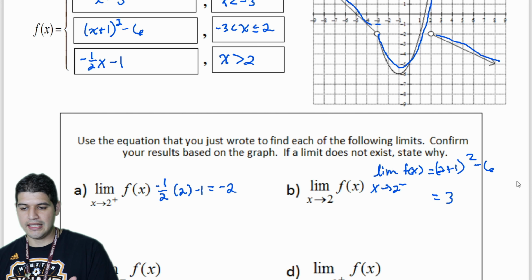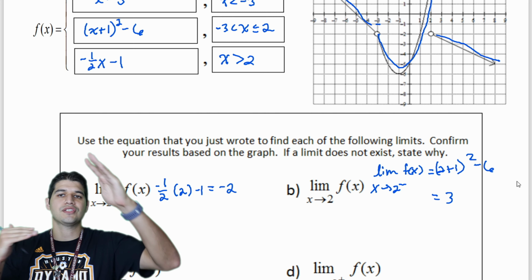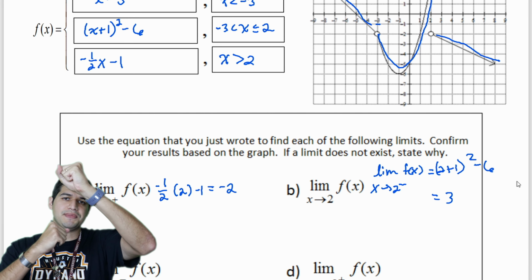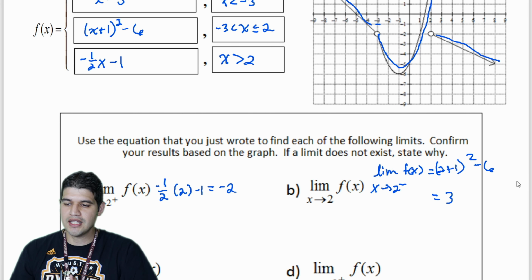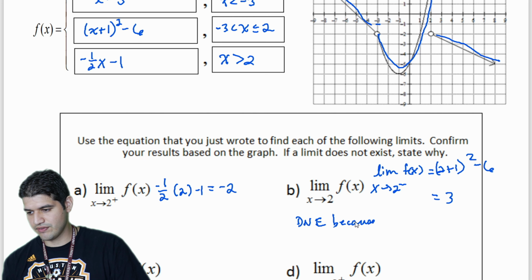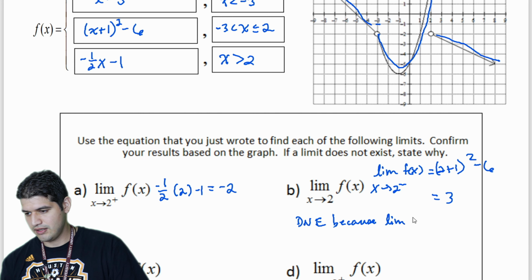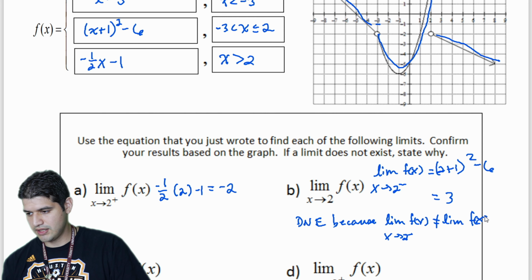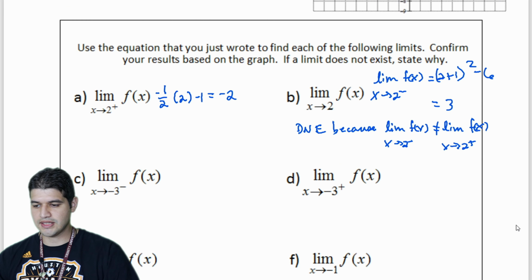But the right side was -2. Since those aren't matching up, I have that jump discontinuity happening there. The limit does not exist. So we'll write does not exist because you always need to provide a reason: the limit of f of x as x approaches 2 from the left does not equal the limit of f of x as x approaches 2 from the right. All right, moving on to C.